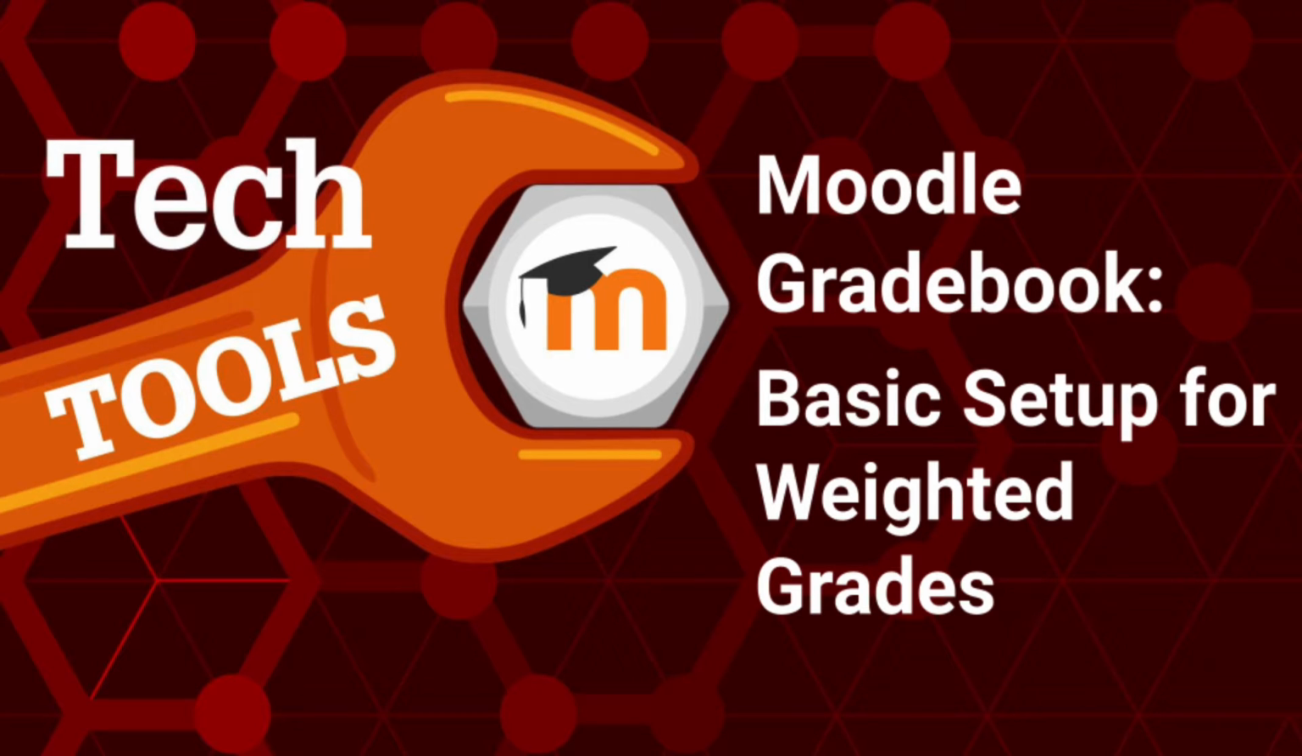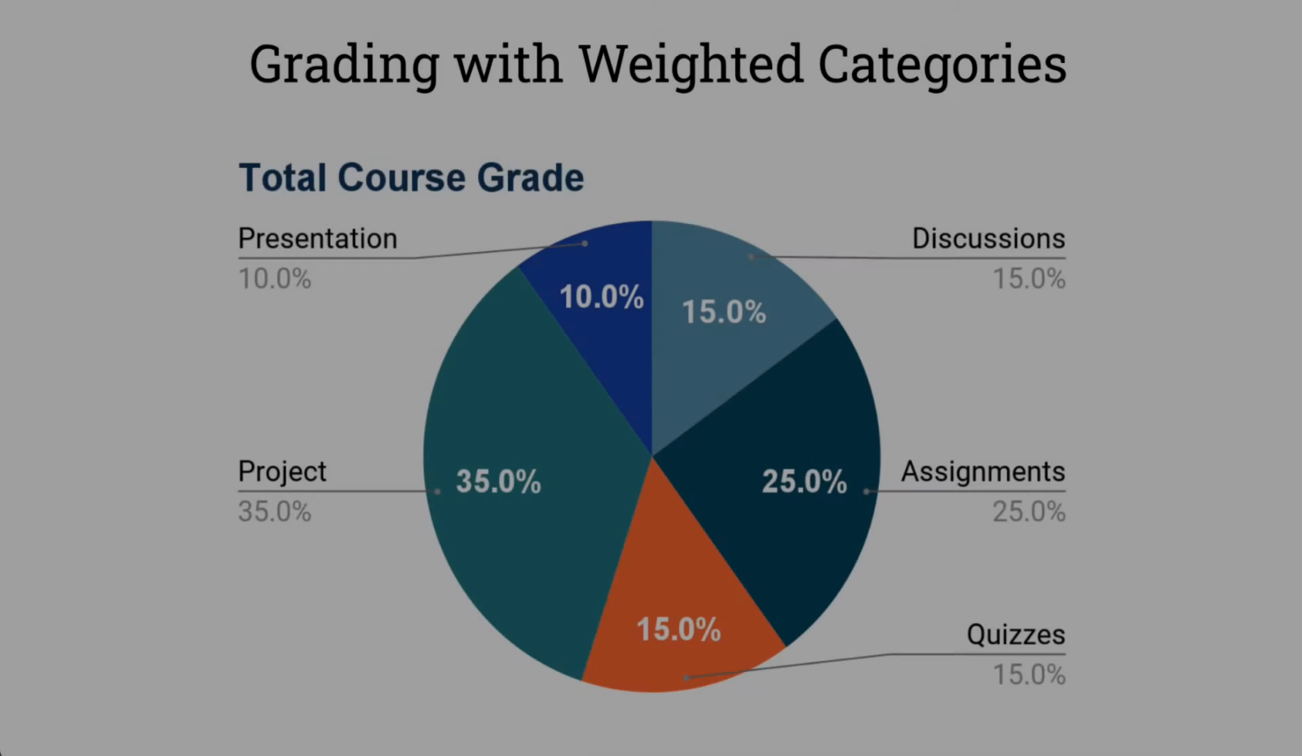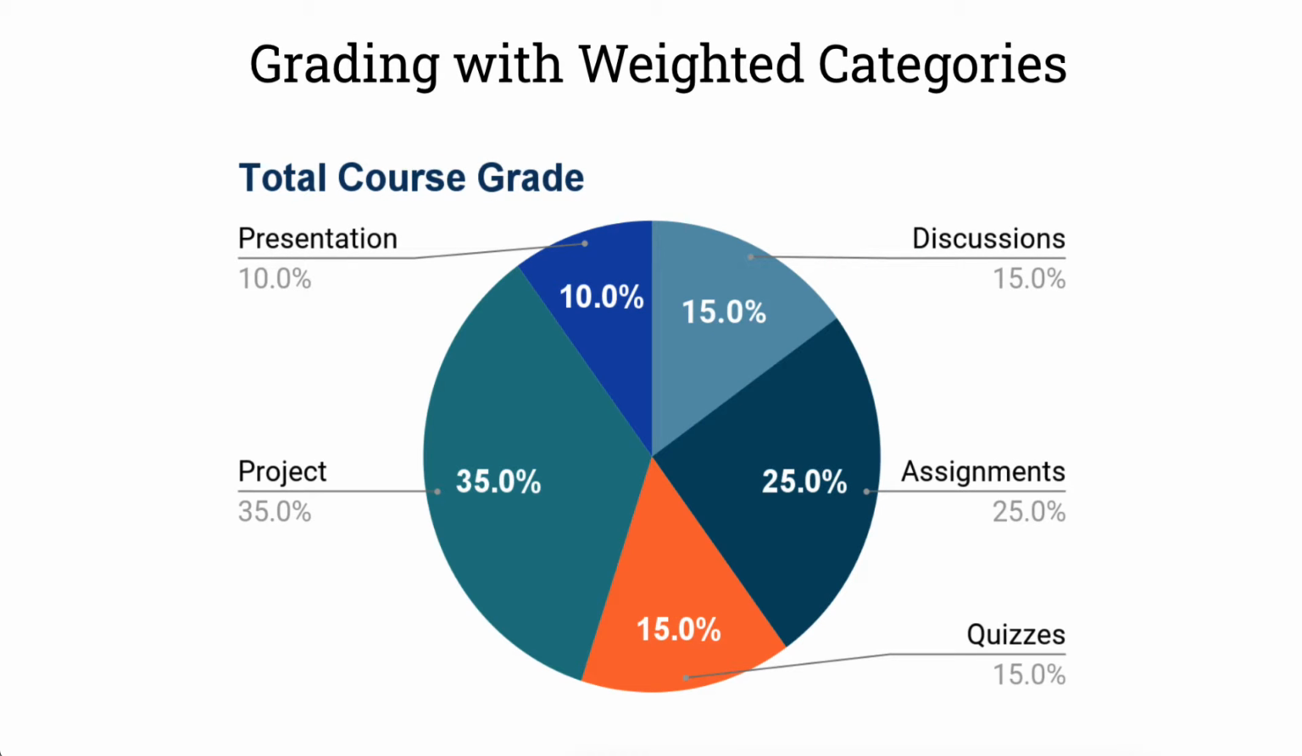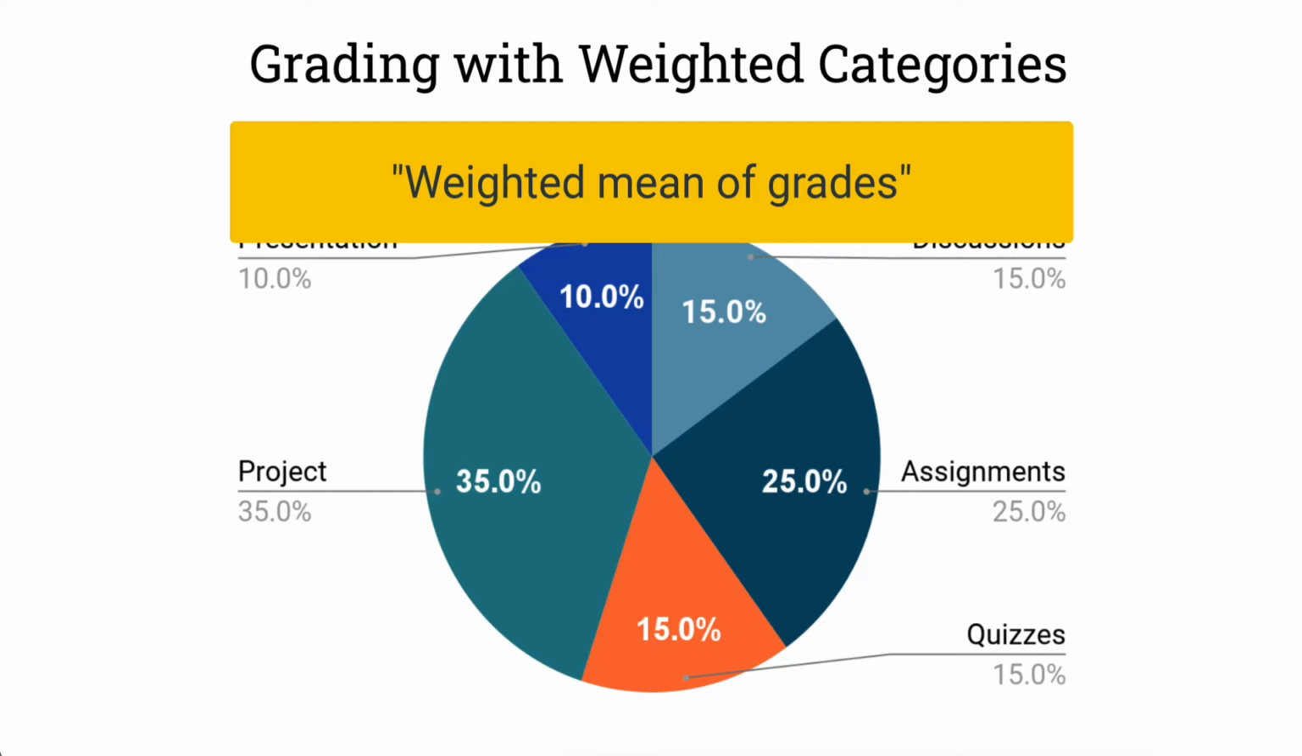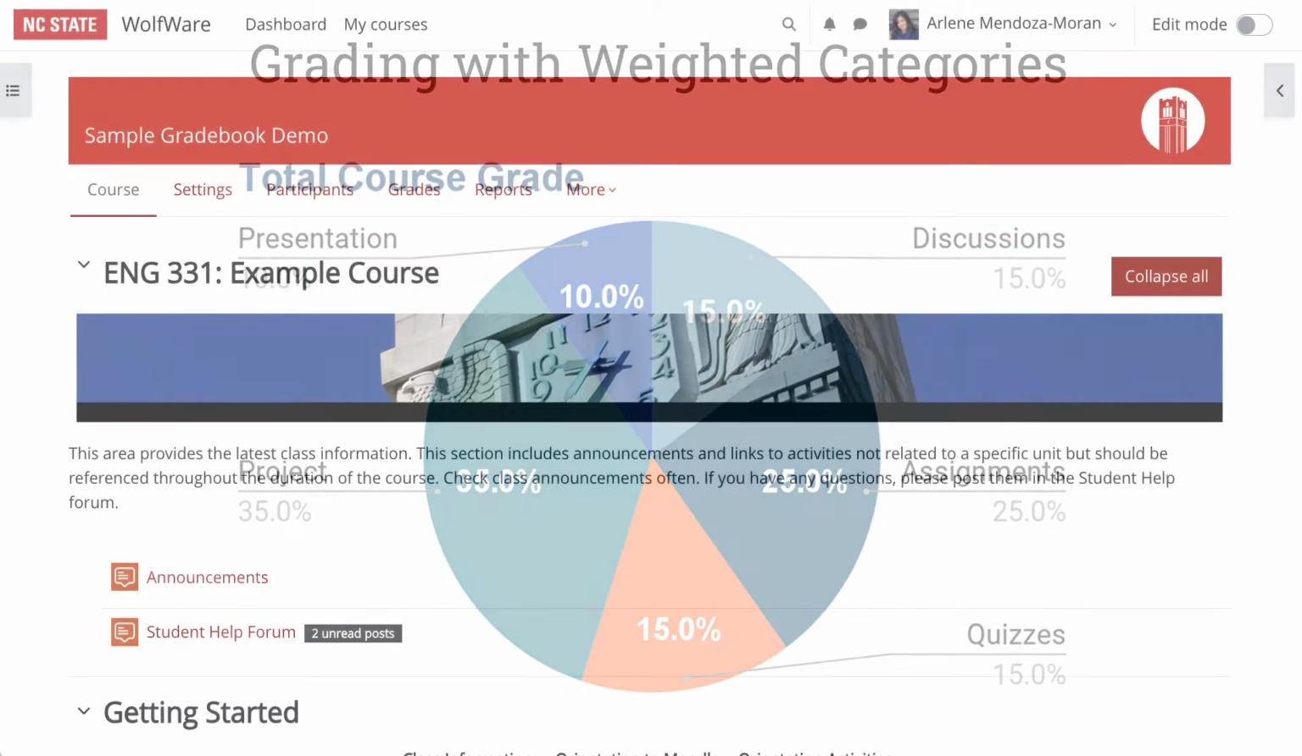This video will walk through the process of setting up a Moodle gradebook for weighted categories, which is one of the most common grade calculation methods. If you use a grading system that includes different categories of graded items, and each category contributes a different proportion to the total grade, you are using a weighted category aggregation method. In Moodle, this is called weighted mean of grades.